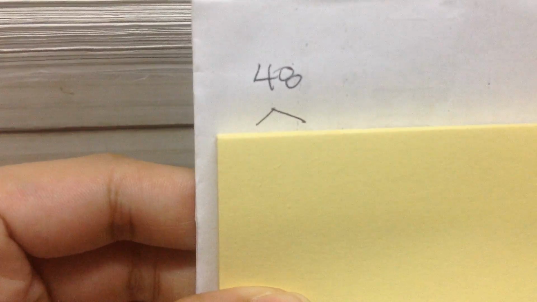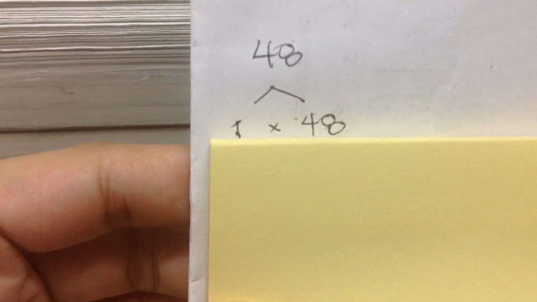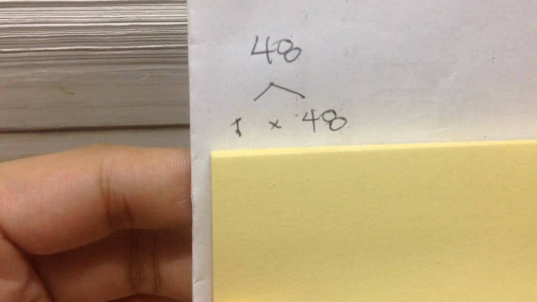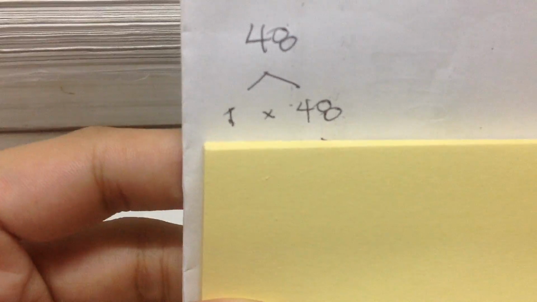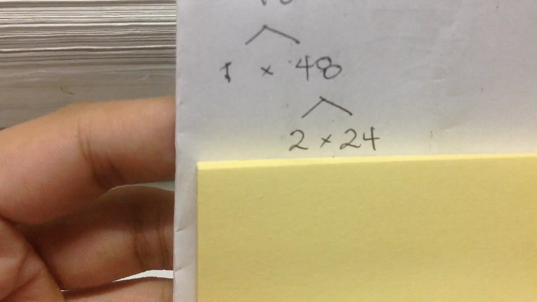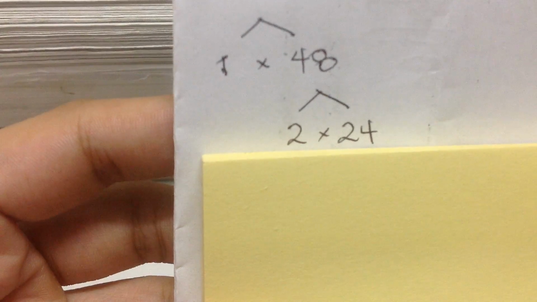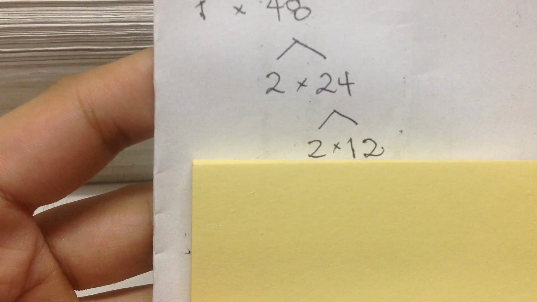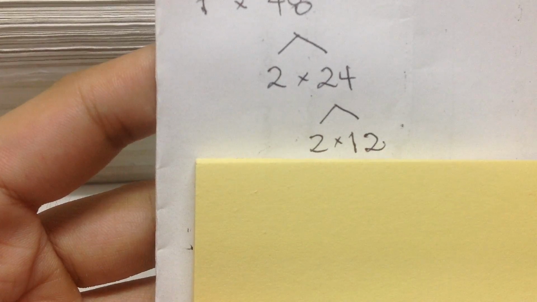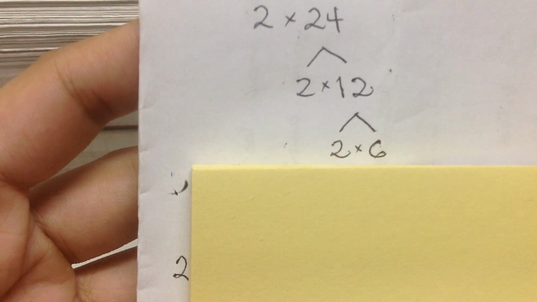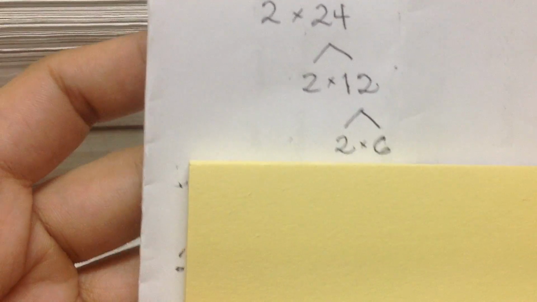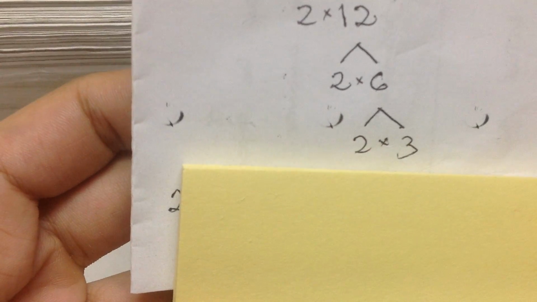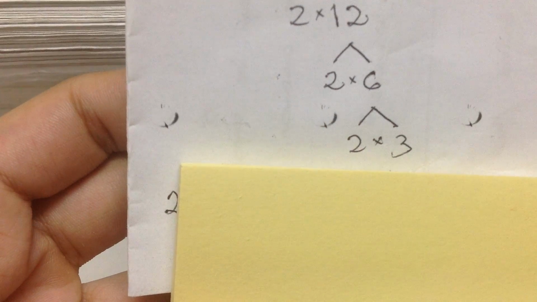Now, considering the number 48, we could actually break it down into its factors, 1 and 48. And 48 can still be broken down to 2 and 24. And 24 can still be broken down into 2 and 12. And 12 can still be broken down into 2 and 6. And finally, 6 can still be broken down into 2 and 3.